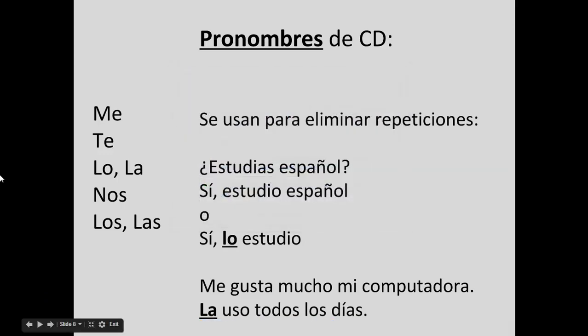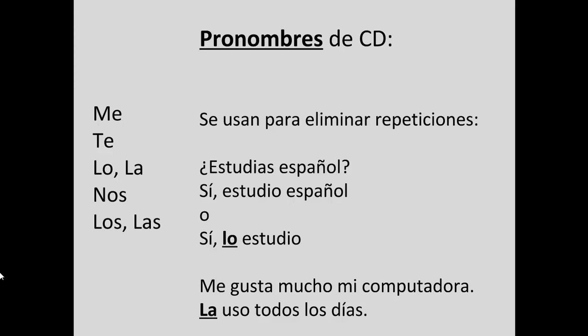So, we use pronouns to just eliminate repetitions in the Spanish language. So here's an example. ¿Estudias español? You study what? Spanish. In the previous slide, we identified that español was the object. Sí, estudio español. O sí, lo estudio. I study it. The lo is referring to the masculine singular object and noun español. We use it to replace direct object pronouns, and remember, all direct object pronouns go before the conjugated verb.